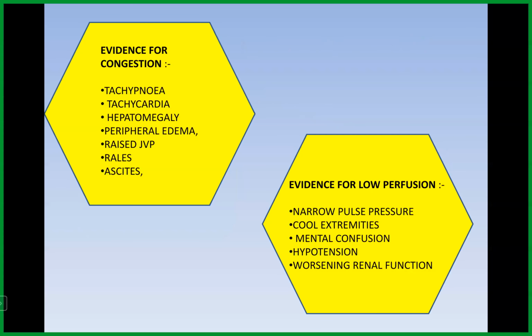Now, for the clinical signs of congestion, there will be tachypnea, tachycardia, and hepatomegaly. These three are mainly seen in very young infants and neonates. Then peripheral edema and raised JVP are mainly seen in older children. Rales and ascites can be seen only if there is a huge amount of congestion. Then comes the evidence for low perfusion. They are narrow pulse pressure, cool extremities, mental confusion, low BP, hypotension, and worsening renal function.